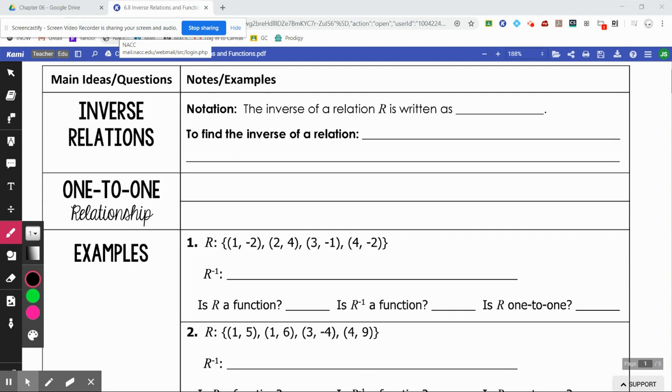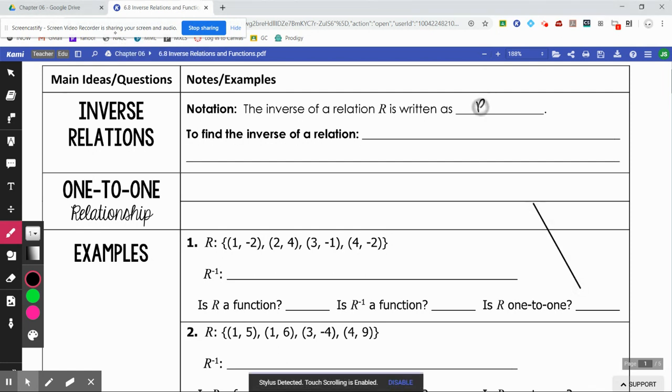In this video, we're going to be talking about inverse relations. Our notation, first off, the inverse of a relation R is written as R with a little -1. And again, this is not R to the -1 power, although it looks like it, it's just the notation we use. To find the inverse of a relation, it's very simple.